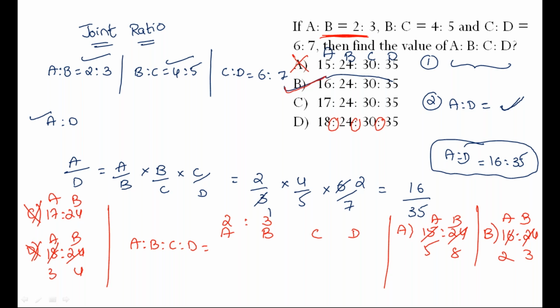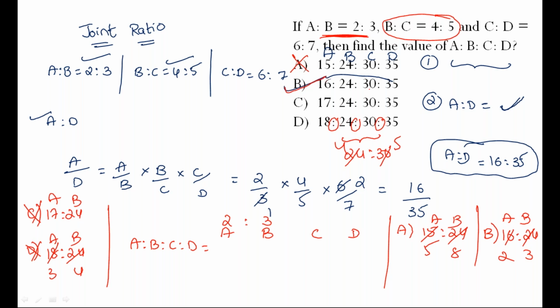What I'm recommending to you people, don't waste your time. Just check the options. A and B should be 2 is to 3. Sir, I have two options with A and B 2 is to 3. Then B is to C 4 is to 5. Which option is having B and C 4 is to 5? Now all options are having 24 and 30. 24 and 30 is 6 4s, 6 5s, 4 is to 5.